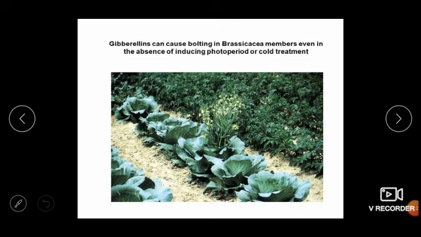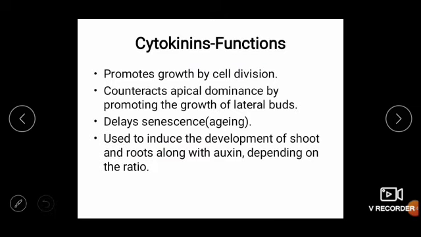This is the diagram which is showing the bolting. You can see the cabbage over here. A member of cabbage is a member of a family known as the Brassicaceae family. So what happens if you want it to start flowering? Then you have to spray the gibberellins on it. This sudden growth of the stem in the rosette plants, we call it bolting. This is shown by gibberellins.